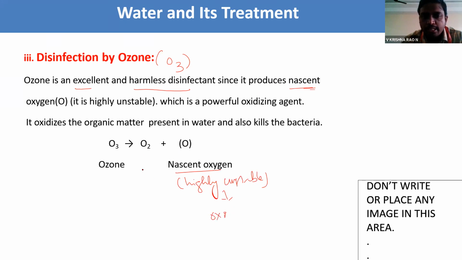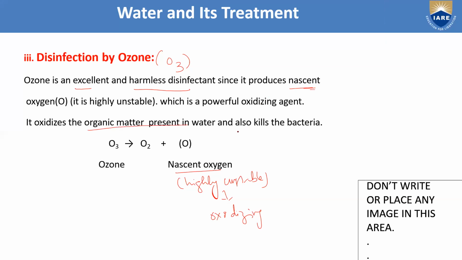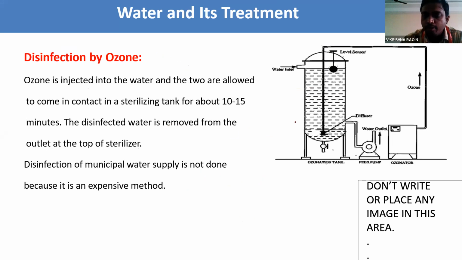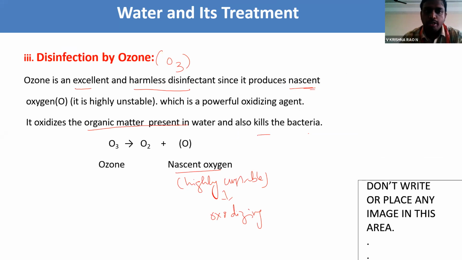It oxidizes organic matter present in the water and kills the bacteria present in the water. This is the formula for preparing nascent oxygen: O3 gives rise to O2 plus nascent oxygen. Here, nascent oxygen acts as a powerful oxidizing agent. It oxidizes the organic matter and also kills the bacteria present in the water.